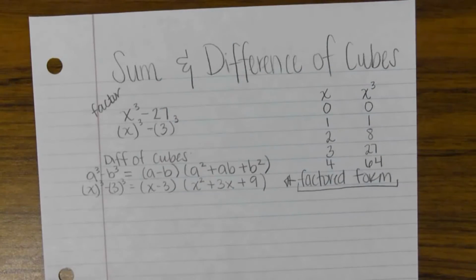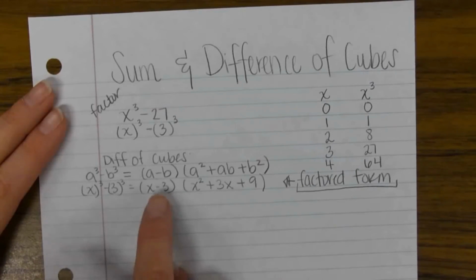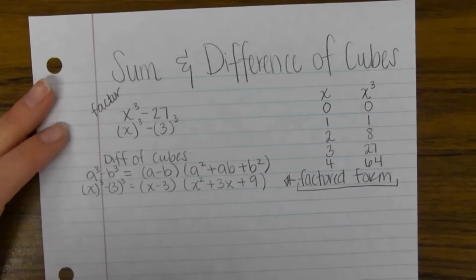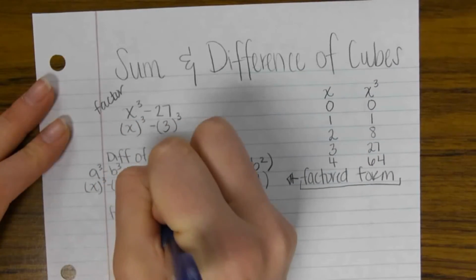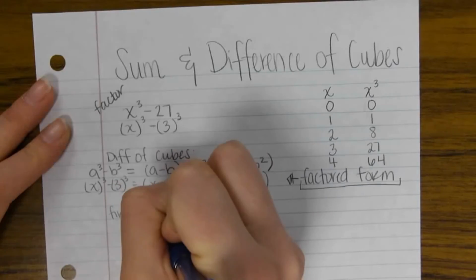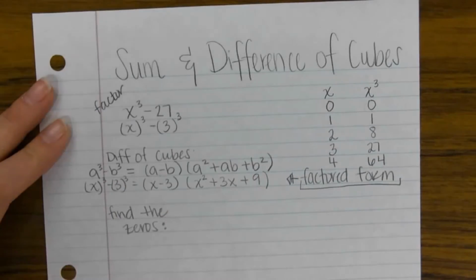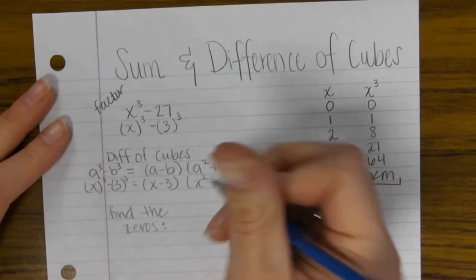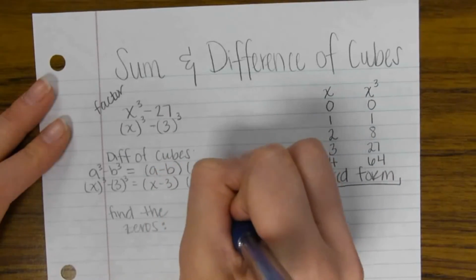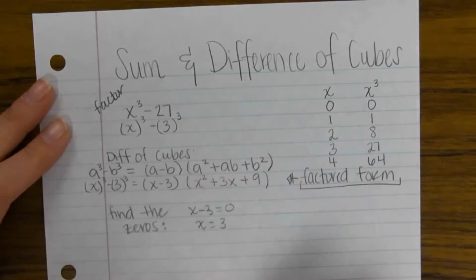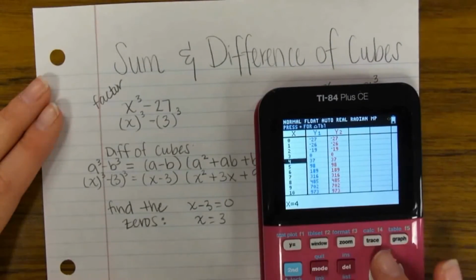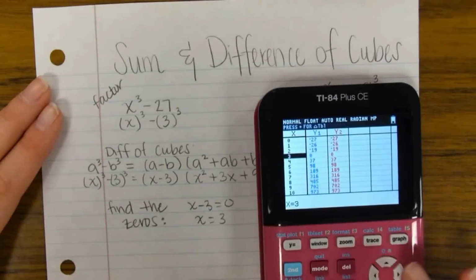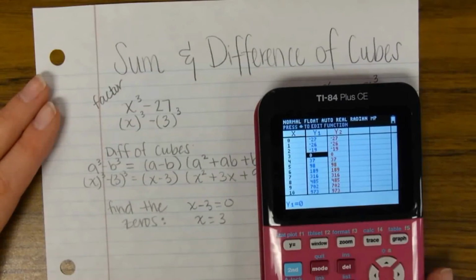Now, if the question asks you to take it one step further and actually find the zeros, you are going to set each of these equal to 0 and solve. So let's just do an example of that. Find the zeros. Well, this one's easy. X minus 3 equals 0. X has to equal 3. Let's check. If I go up to x equals 3, oh wow, my function equals 0. So I know I did it correctly.